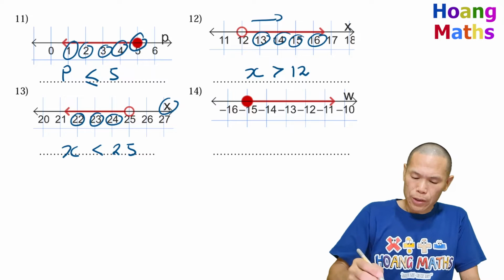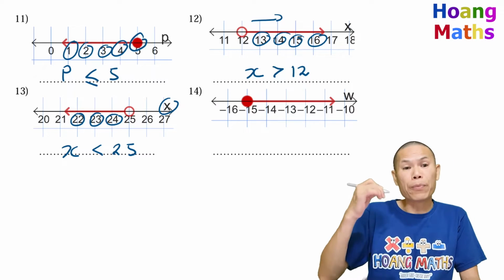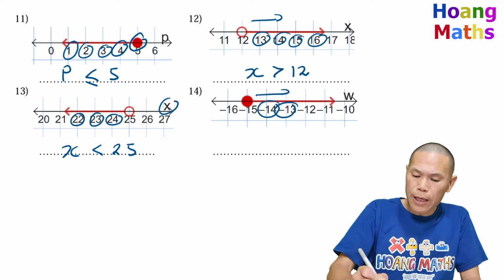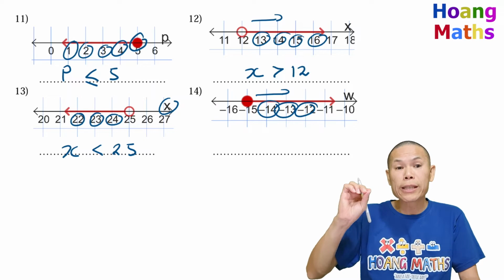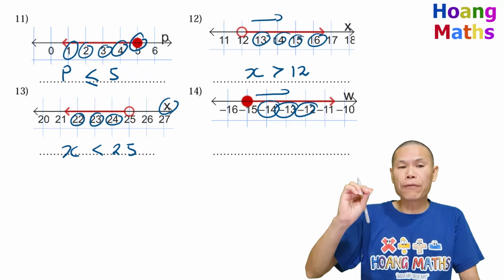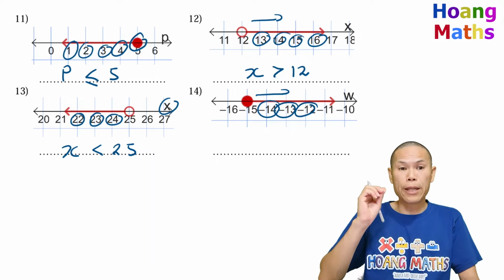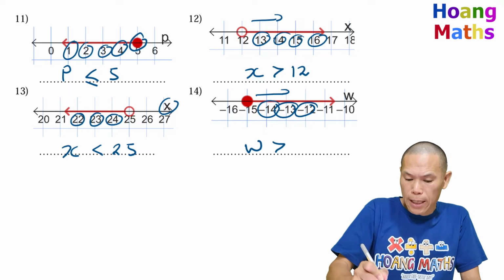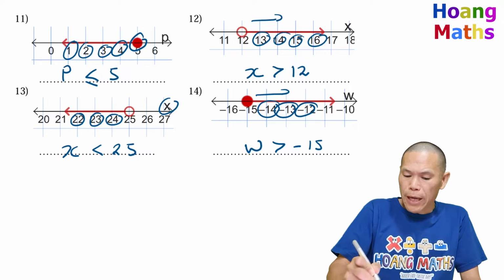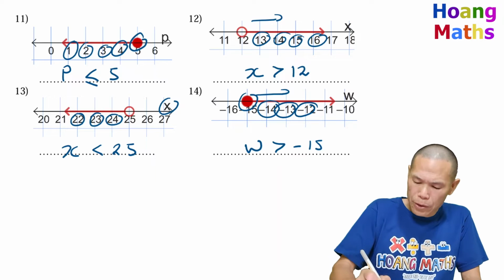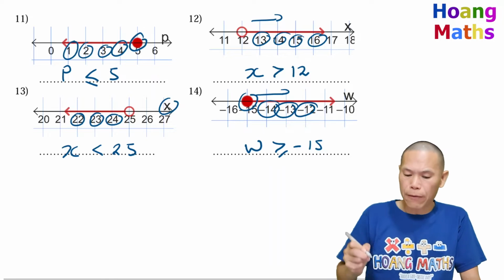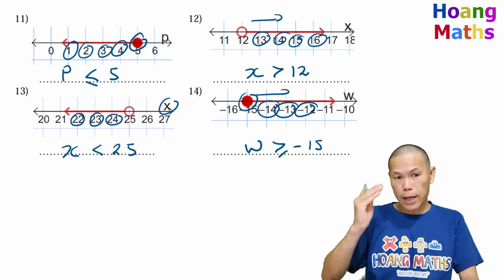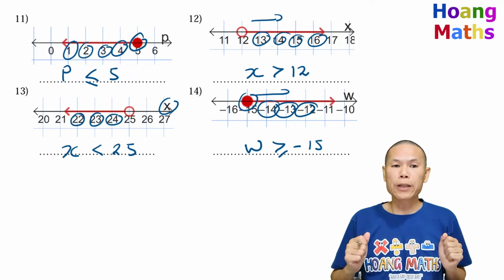Number 14. So we have w here and start from negative 15. So then go this way. So that means negative 14, negative 13, negative 12, and so on. All these numbers are greater than negative 15 because they are on the right-hand side of negative 15, right? So that means w is greater than negative 15. And because the circle is not empty, that means including negative 15. So w is greater than or equal to negative 15. And I hope you got it correct.